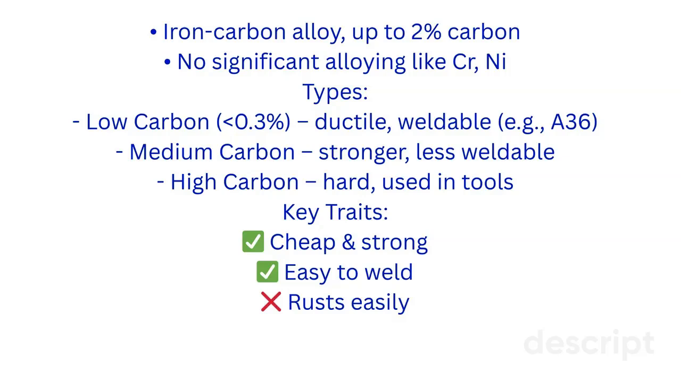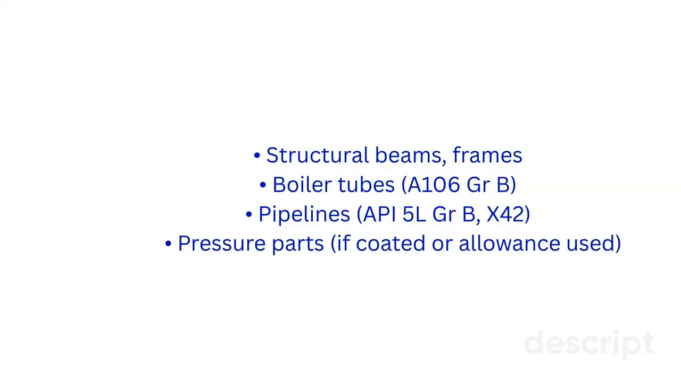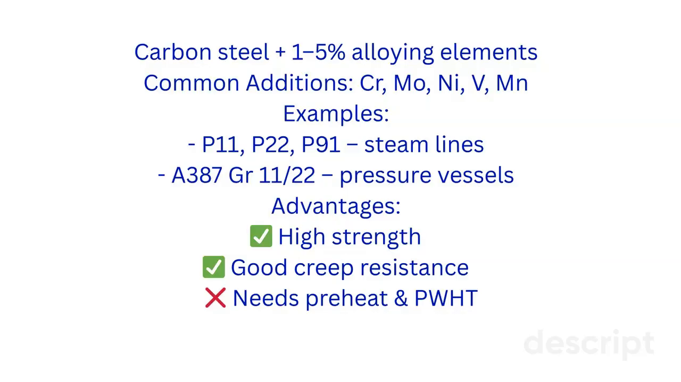Types include low carbon, under 0.3%, medium carbon, from 0.3 to 0.6%, and high carbon, above 0.6%. It is inexpensive, easy to weld, and widely used, but poor in corrosion resistance. You will see carbon steel in structural beams, boiler tubes like A106 grade B, and pipelines like API 5L grade B or X42. Now, let's move to low alloy steel.